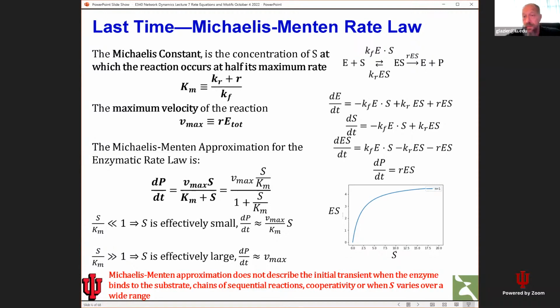A concept of a maximum velocity for the reaction, and then the ability to write the Michaelis-Menten approximation either in dimensional form, S over Km plus S, or we could write exactly the same thing where we divide by Km over Km, and then you express S as a fraction of Km. So then it's the concentration relative to the half maximal concentration.